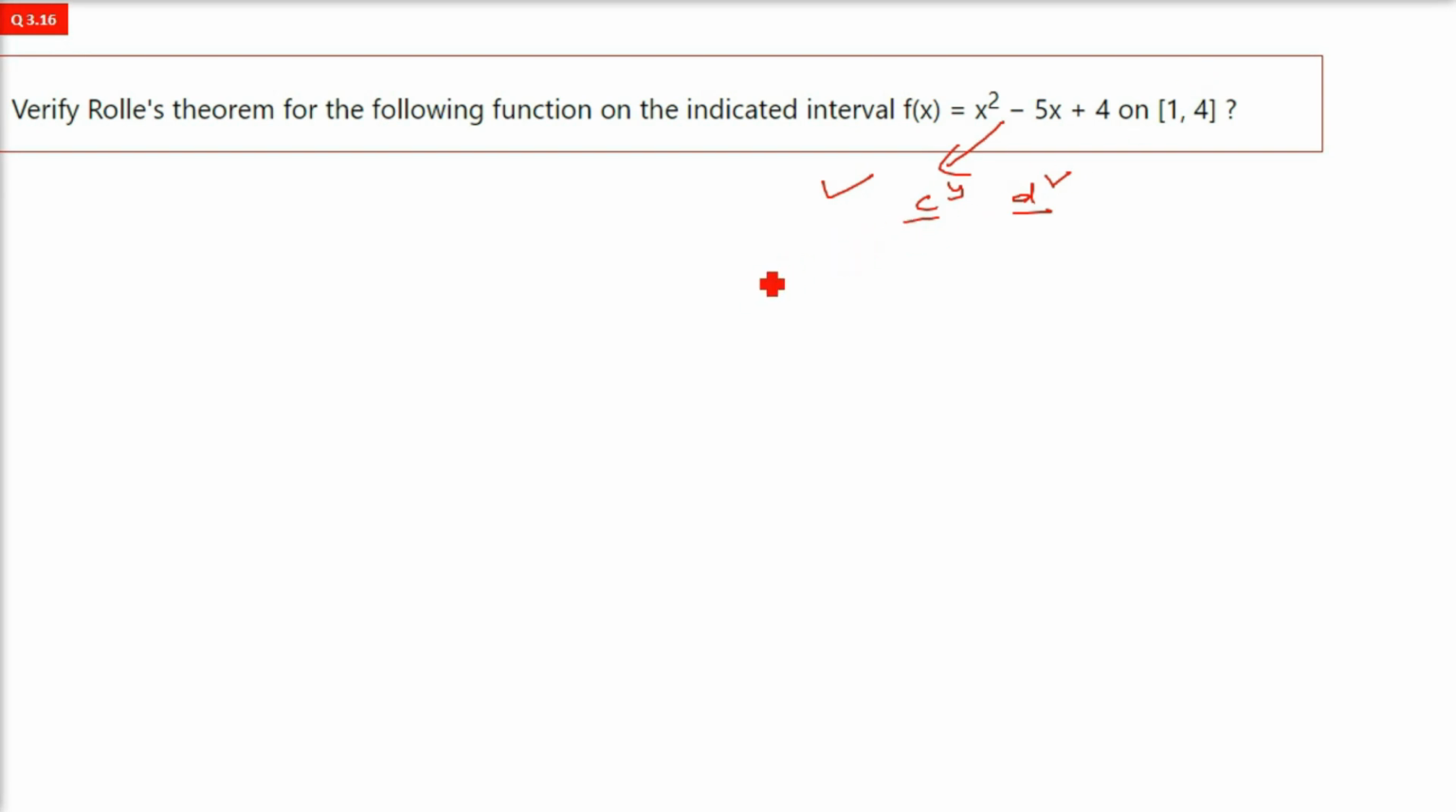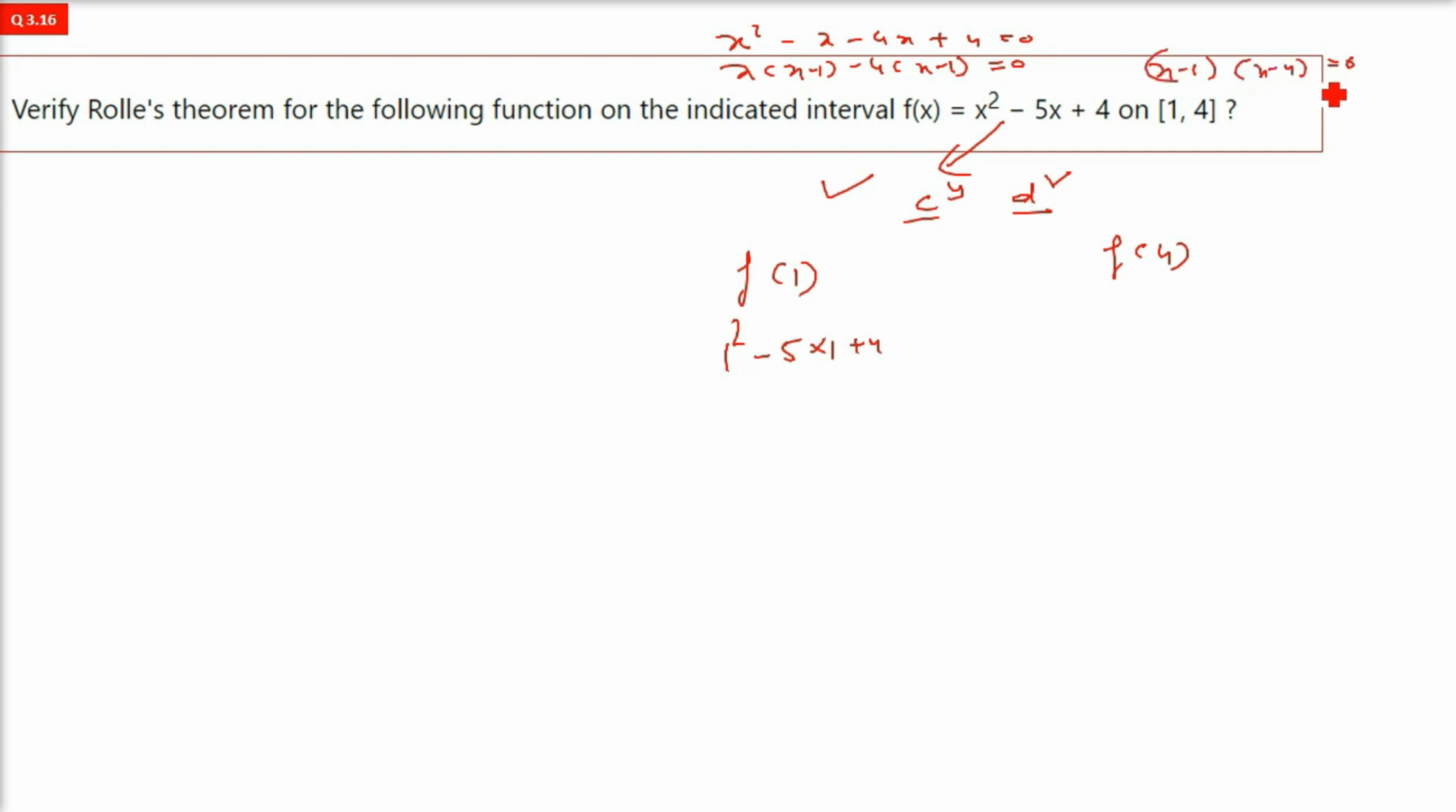f(a) equals f(b), that is f(1) equals f(4). I can see this is x squared minus 5x plus 4, and it can be easily seen that 1 and 4 are the factors of this quadratic function. I am writing negative 5x as negative x minus 4x. You can take x common, so you get x minus 1, and take minus 4 common, x minus 1, and put it equal to 0. So x will be 1 and x will be 4. You can see that 1 and 4 are the roots of this quadratic equation.